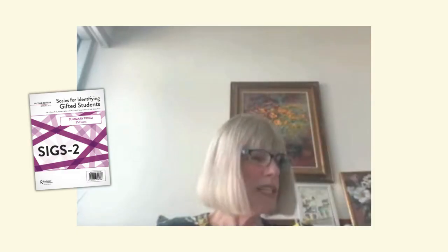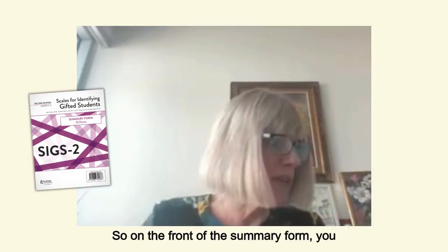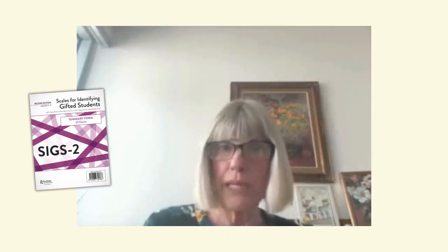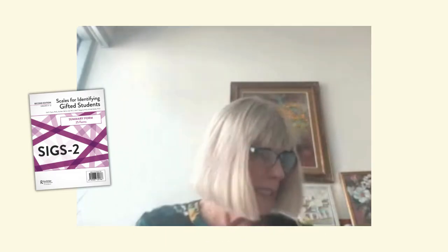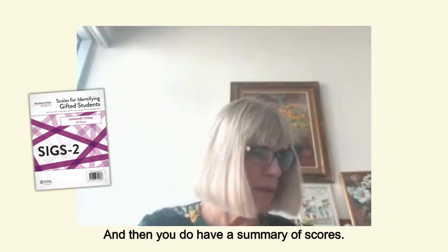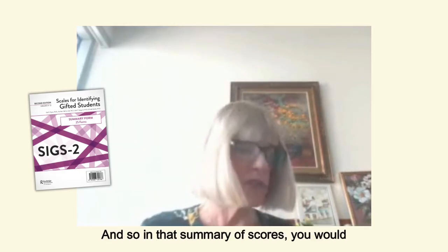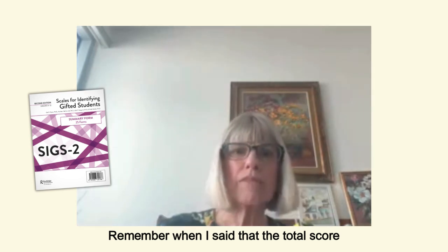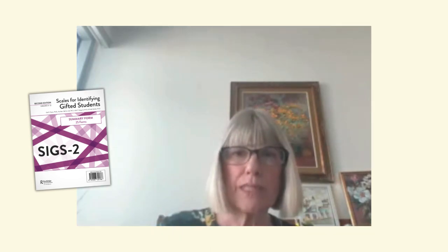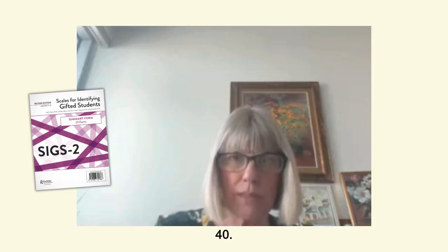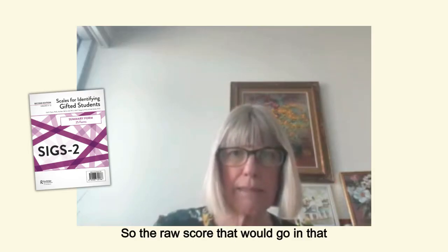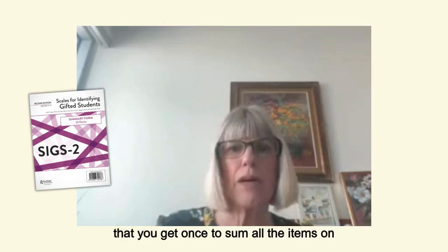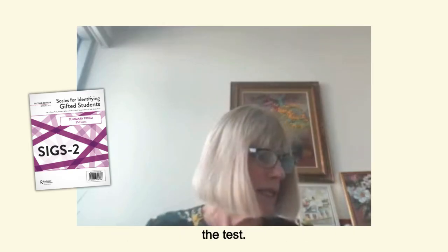Ta-da! So on the front of the summary form, you have the demographics of the student, and then you have the name of the rater, the date of the rating, and then you do have a summary of scores. And so in that summary of scores, you would have the raw score. Remember when I said that the total score for each scale would go from 0 to 40? So the raw score that would go in that box would be the total score that you get once you sum all the items on the test.